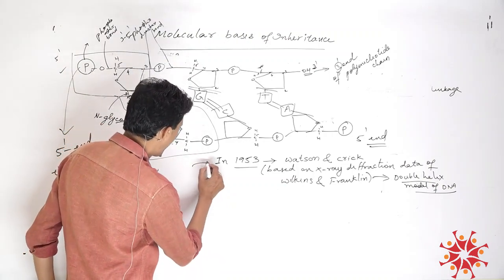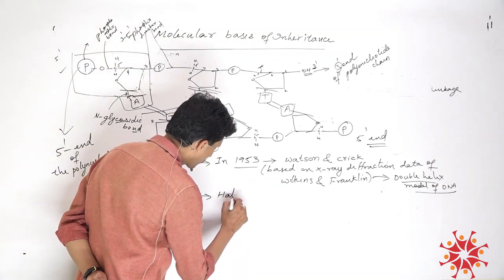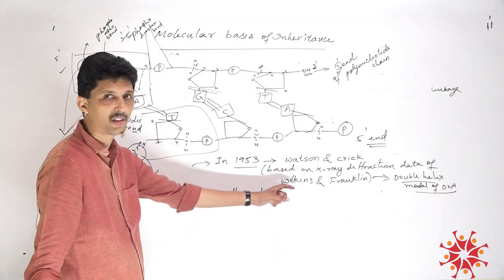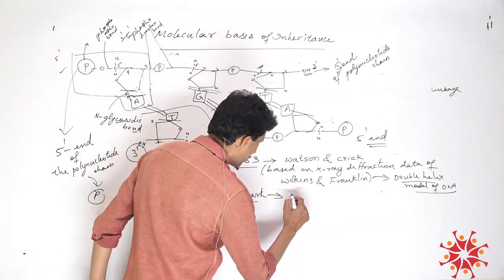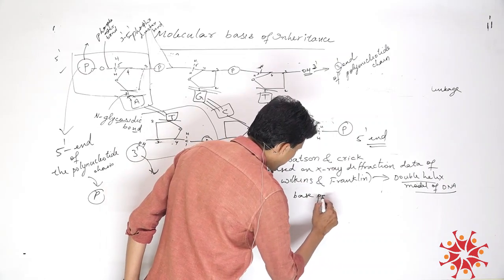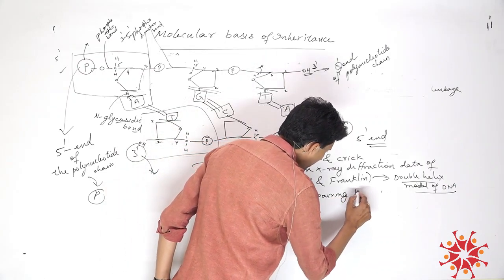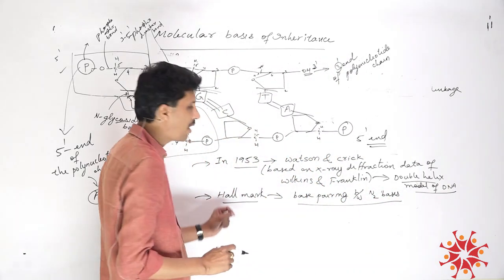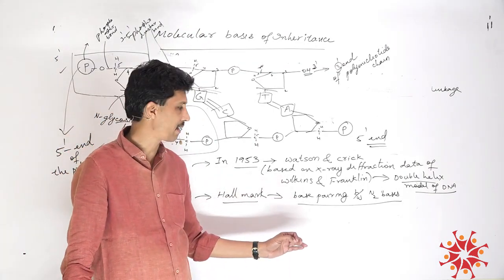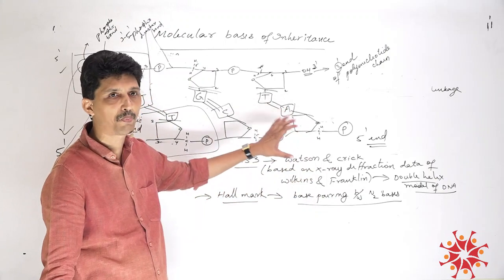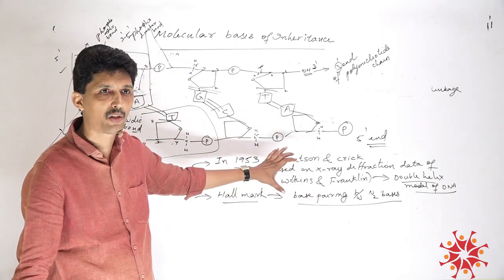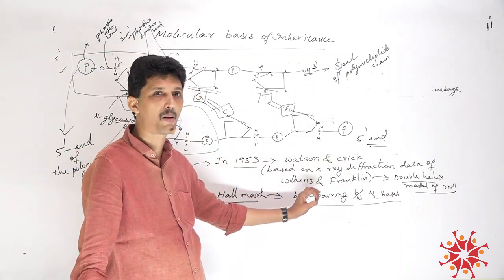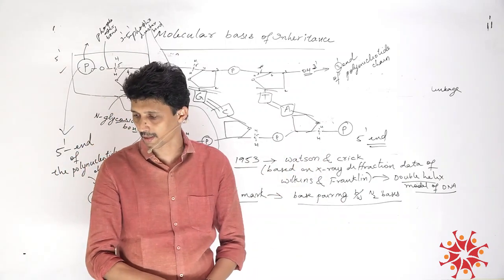So what was the main point? The hallmark of Watson and Crick's model was base pairing between the nitrogenous bases, right? One of the main points of their proposition was base pairing, which was taking place between the nitrogenous bases, right?